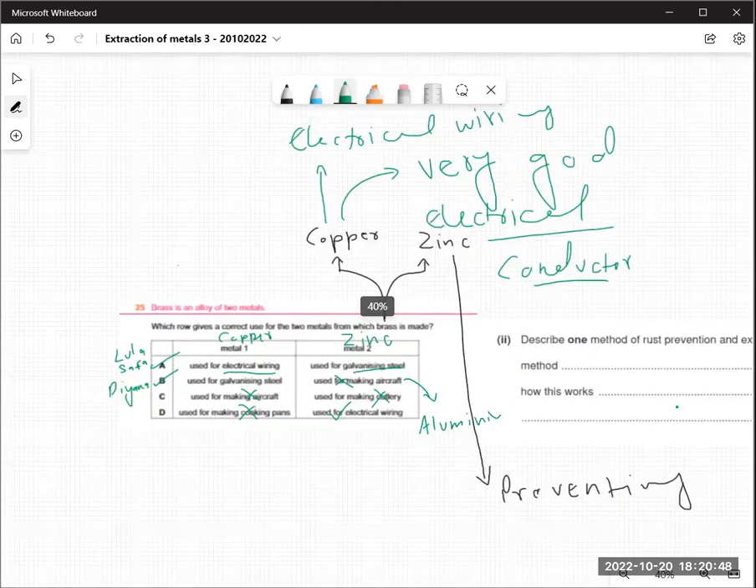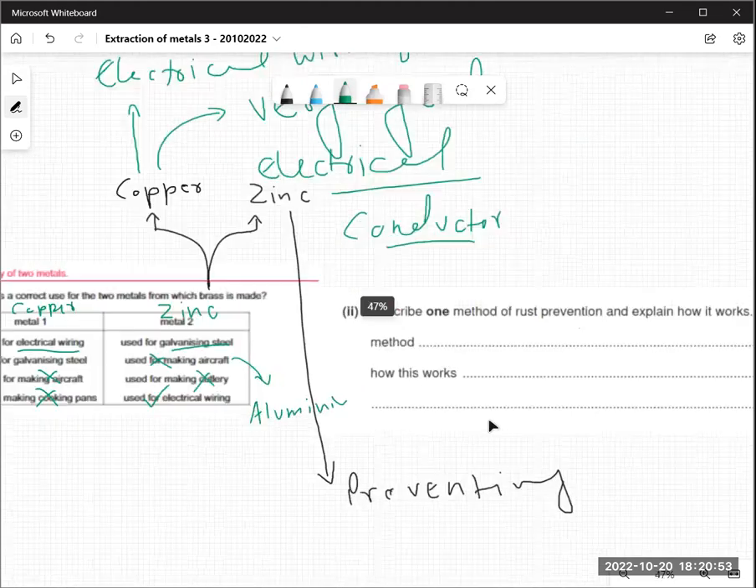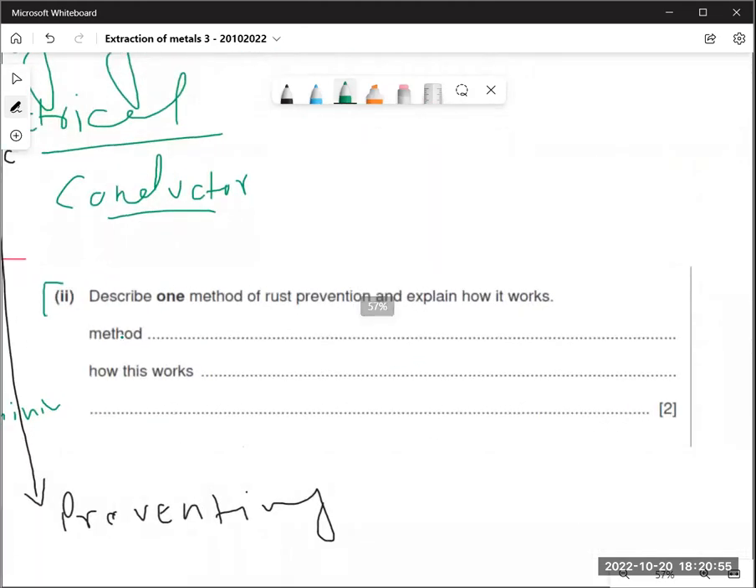Any questions? No, sir. Now look at the last question. Safa, read the question. Describe one method of rust prevention and explain how it works. Okay. So I want the answer in the chat. Name one process first. I gave you so many processes, 5, 6 processes. Name one and tell me how it works. First, name one. Method of rust prevention.